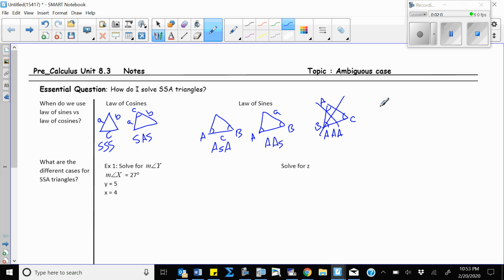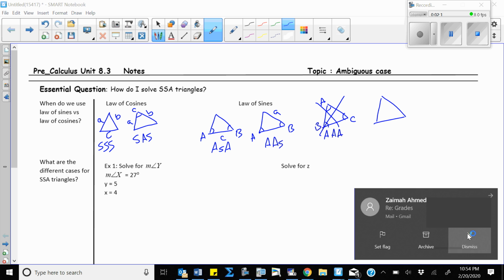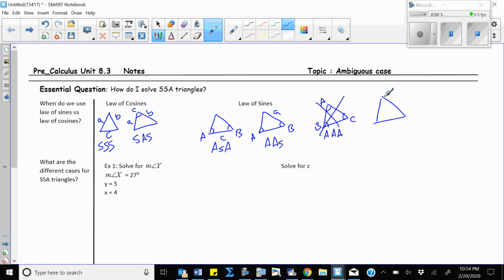The other case that we have is when we have a triangle that two sides are given. For example, A, B, and an angle is given. So we have side, side, and angle. So in this case, we use law of sine, but this is called an ambiguous case.